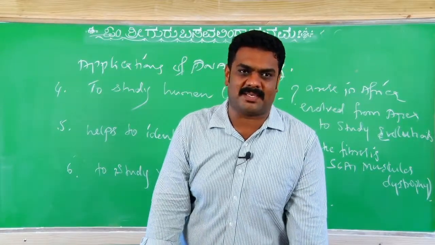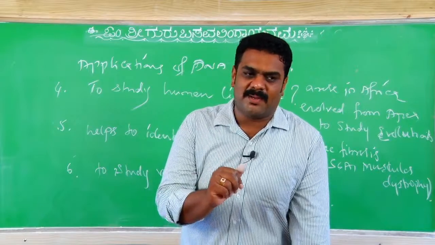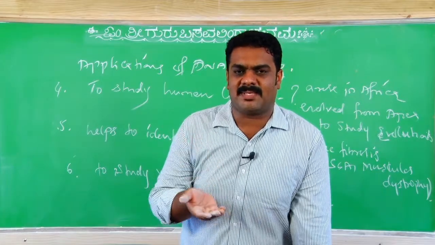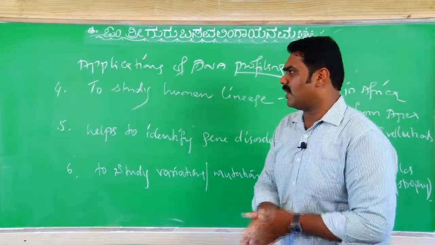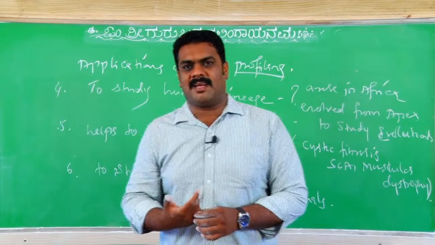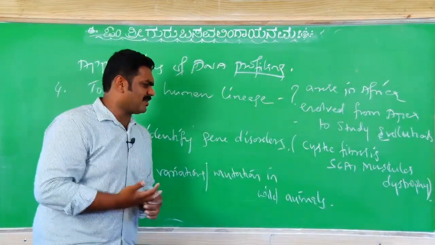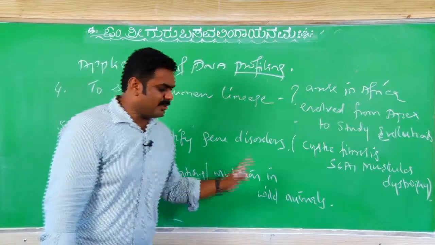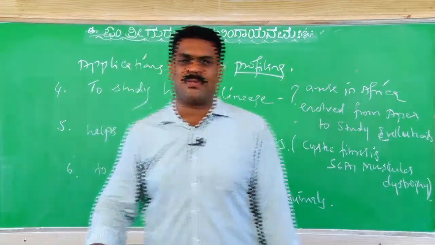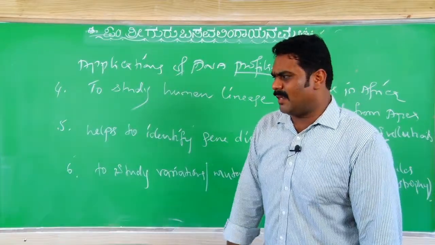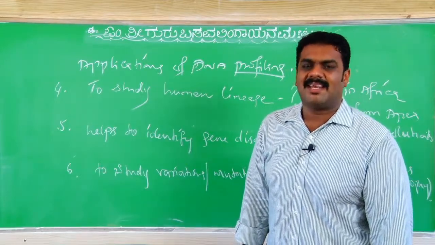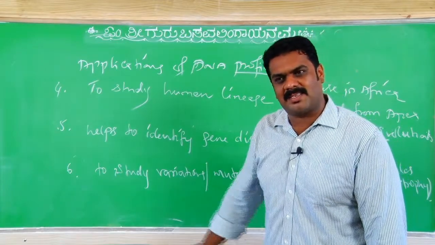So the first two cases are very important: forensic investigation, baby switch-offs in hospitals, and to solve paternity disputes. Then it is used to study human lineages and evolution. Followed by that, fingerprinting is also used to study some hereditary disorders. Not only that, it is also used to study variations or mutation processes in wild animals. Even migratory cases, race differentiation cases, NRI disputes are also able to be solved by this fingerprinting.